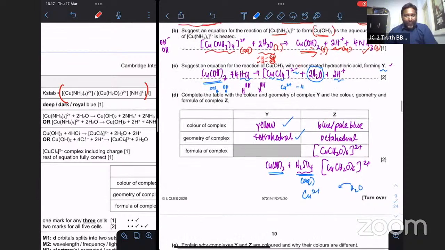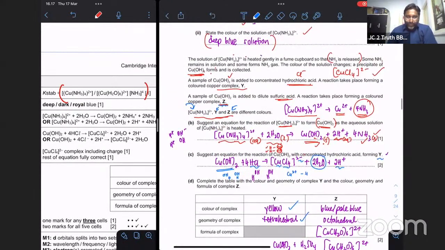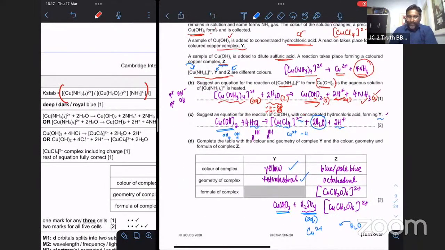So previously you have this one, Y is going to be yellow, a different color. Z must be a different color, and just now they mentioned that it is a deep blue solution, so Z must be a different color also. Cannot just say copper sulfate, it is a complex. No, copper plus sulfate is not a complex. So you need to come up with a complex.